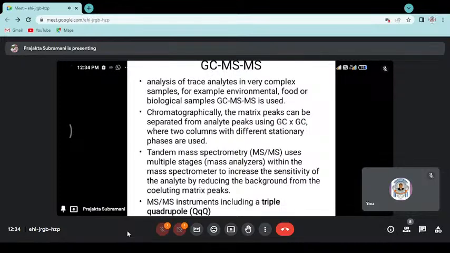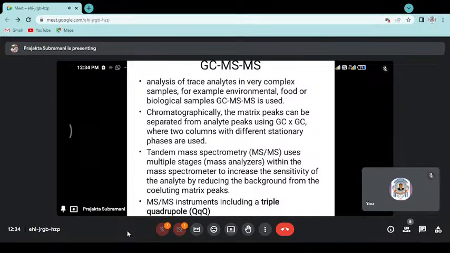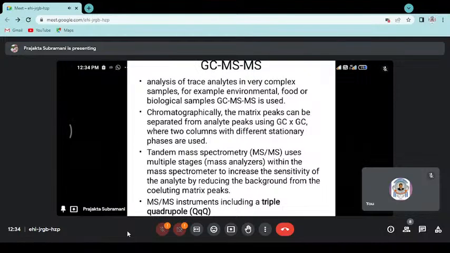Then after this two-dimensional ionization technique, there are more than three hyphenated techniques. The most important is GC-MS. This GC-MS technique is mostly used for high trace analysis, and it is a powerful separation technique as well as a powerful identification technique. GC-MS is also known as GC tandem mass spectrometry.